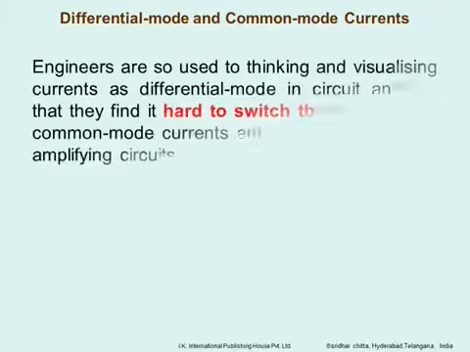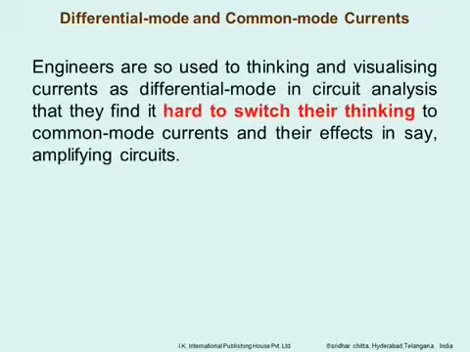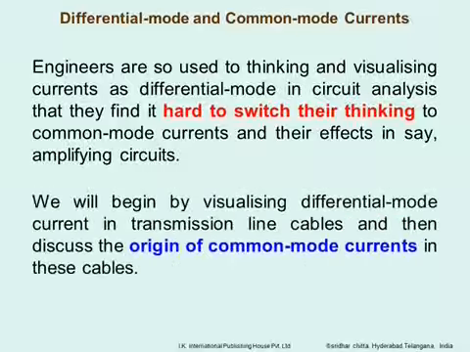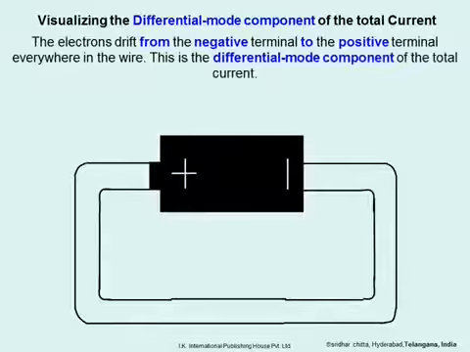Engineers are so used to thinking and visualizing currents as differential mode in circuit analysis that they find it hard to switch their thinking to common mode currents and their effects in, say, amplifying circuits. We will begin by visualizing differential mode current in transmission line cables and then discuss the origin of common mode currents in these cables. The electrons drift from the negative terminal to the positive terminal everywhere in the wire. This is the differential mode component of the total current.